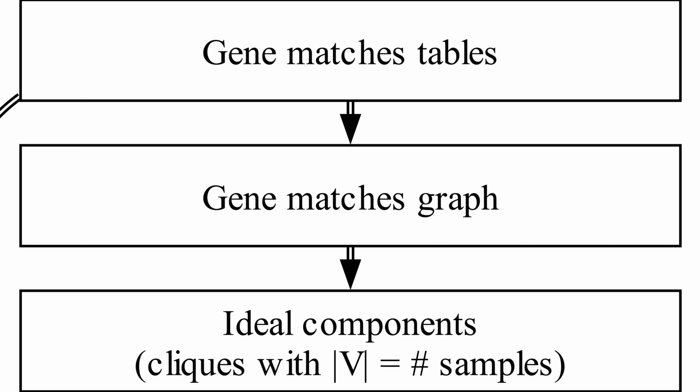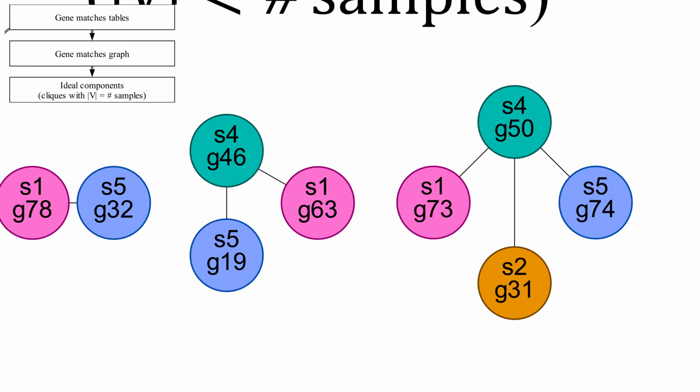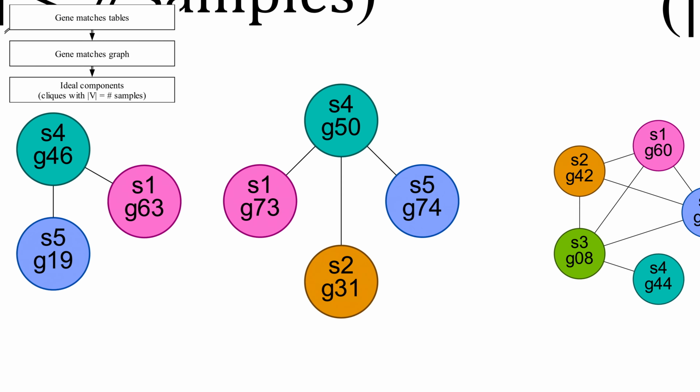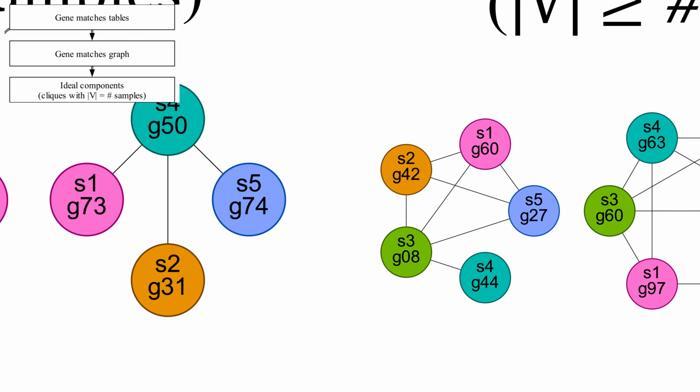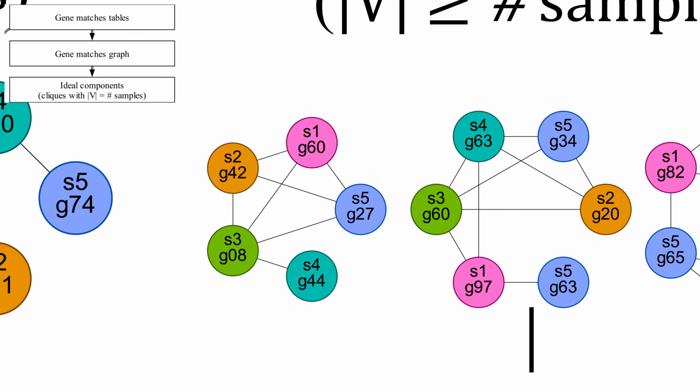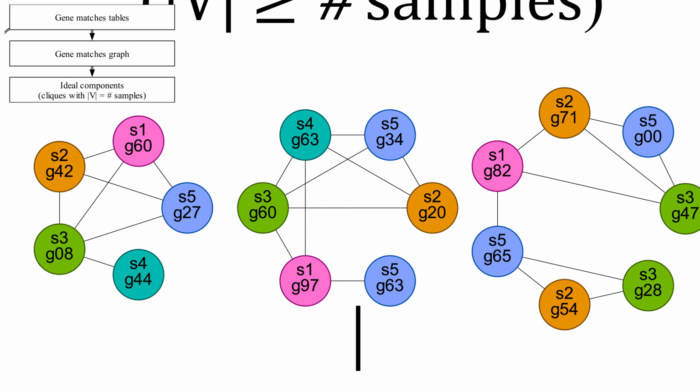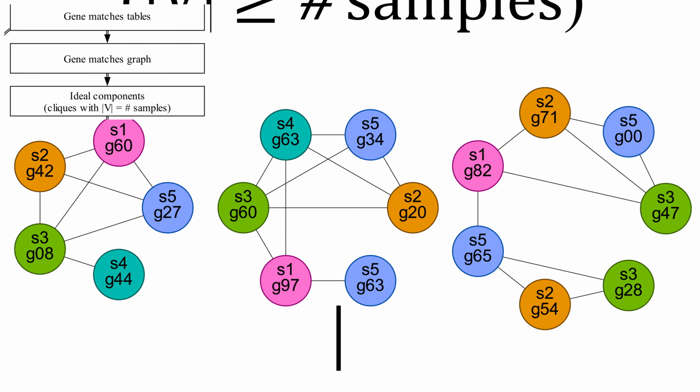We then use the gene matches tables to build a gene matches graph. Each vertex in the gene matches graph represents a specific gene in a specific sample. An edge exists between two vertices if that pair of genes appears in some gene matches table.